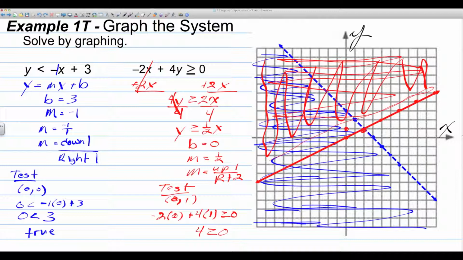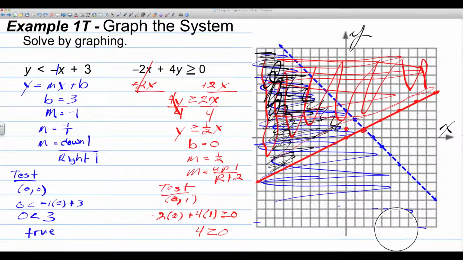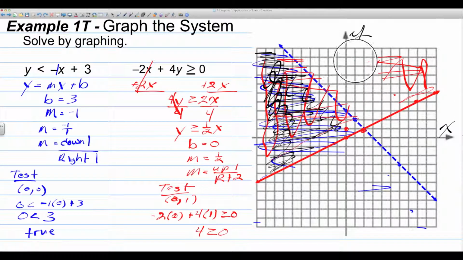This, where it's shaded twice, I'm going to now darken in with a little bit of black. That's the actual solution. Any point in there would make both of these inequalities true, so that double shaded area. Sometimes you might see some students or teachers erase the non-shaded area, where it's only shaded once, so you can really visualize the solution. That would definitely be a good way to do it. So that would be the solution to this system of inequalities.